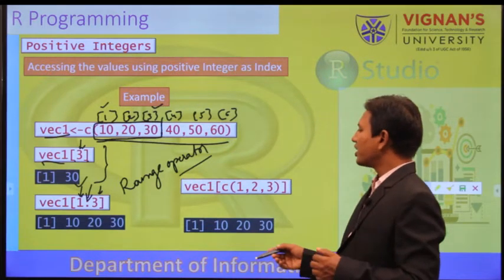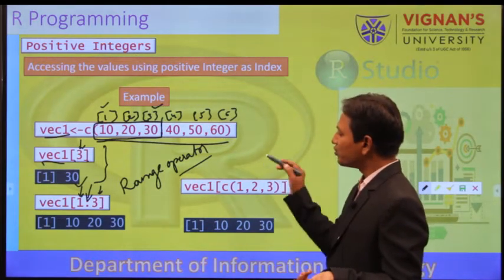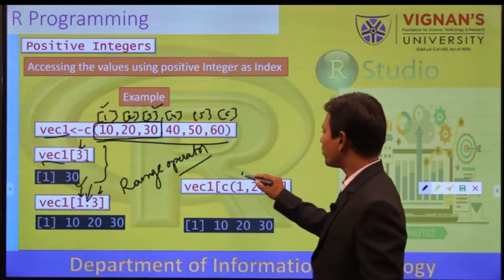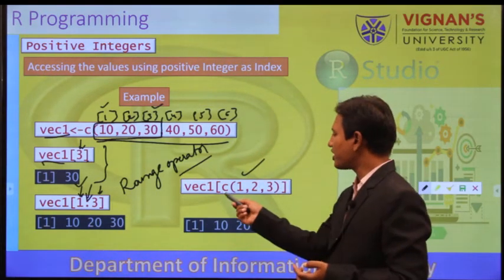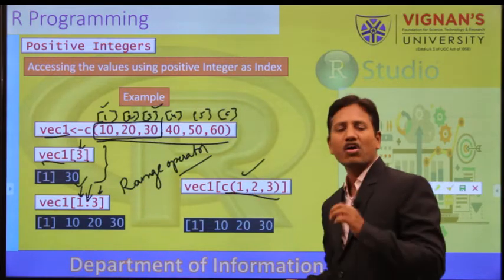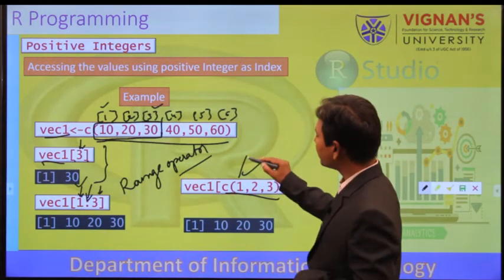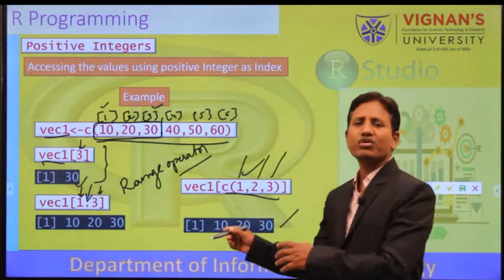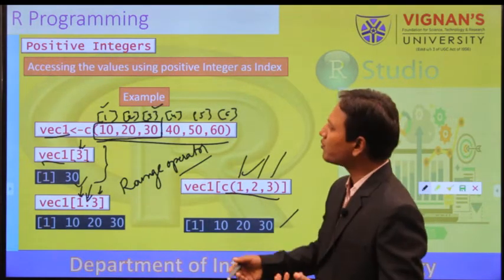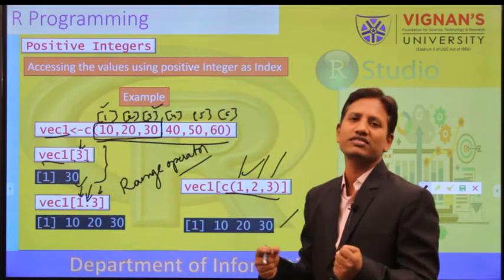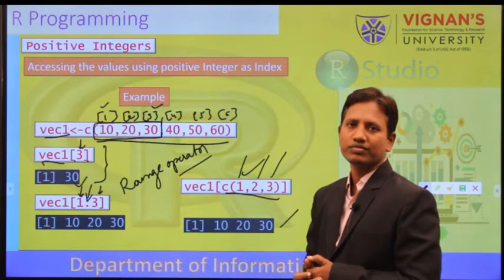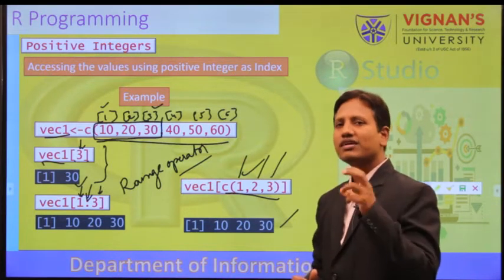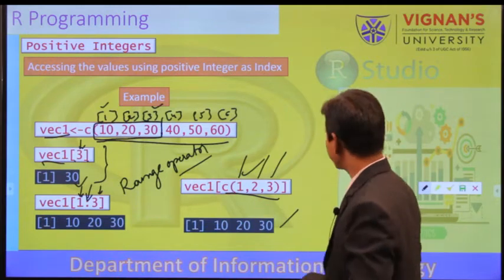Same way, if you don't want to use this range operator, you can mention the index values in a vector itself. This is my vector, and in this vector I have mentioned that I wanted to select the first index and second index and third index. I got the same output. So these are the various ways with the help of these positive integers I am able to access the values. So we have learned one method, how to use these positive integers to access the values. Let us see the next one.